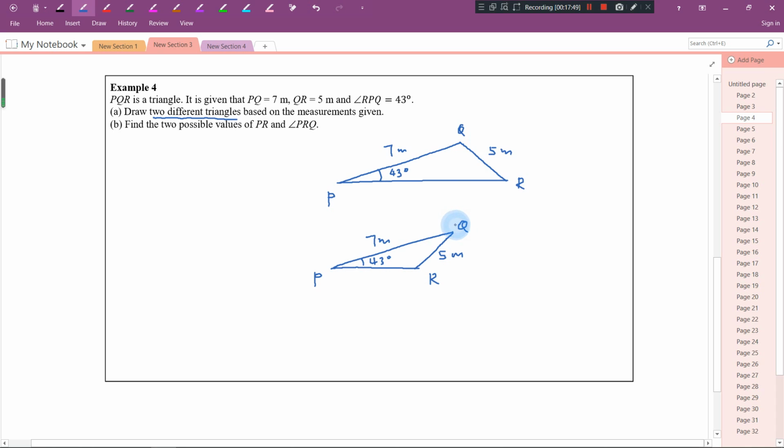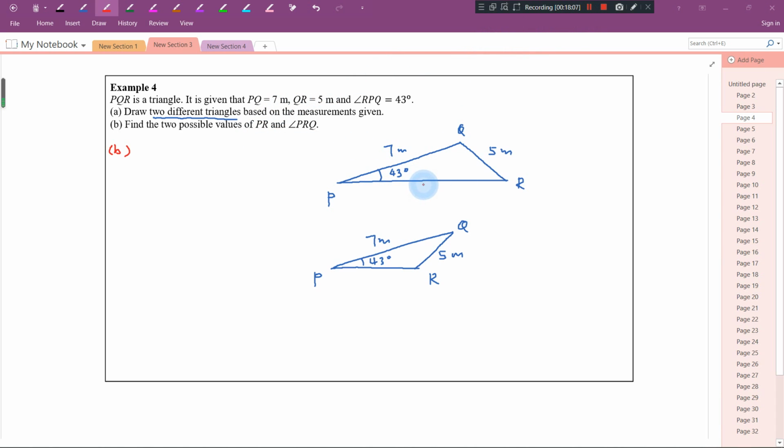I think you should still remember what I told you just now. This angle and this angle actually have a relationship. Once you get this angle, getting this angle is very easy. You take 180 minus this angle, then you will be able to get this angle. Okay, let's try.